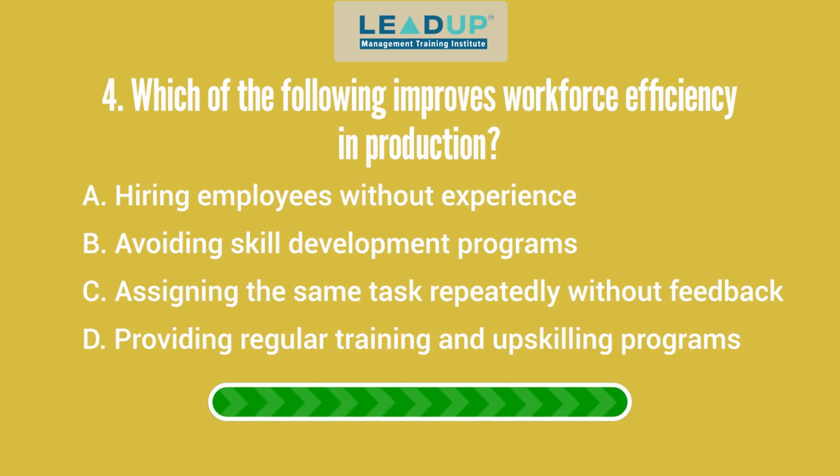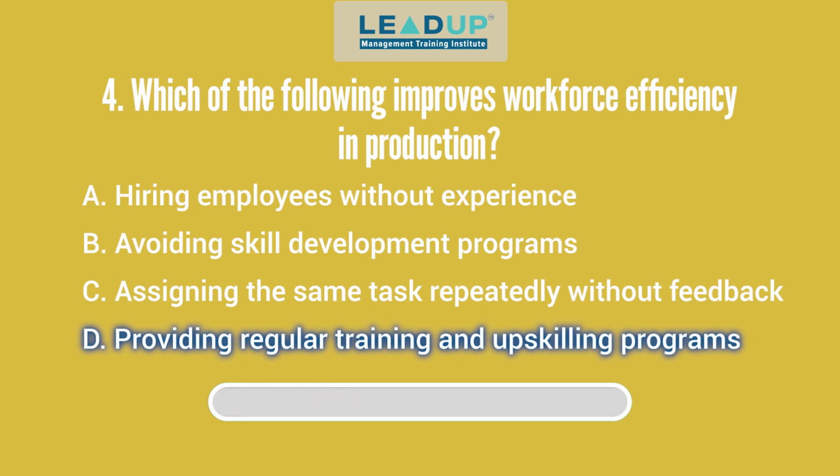Question 4. Which of the following improves workforce efficiency in production? A. Hiring employees without experience. B. Avoiding skill development programs. C. Assigning the same task repeatedly without feedback. And D. Providing regular training and upskilling programs. The answer is providing regular training and upskilling programs.